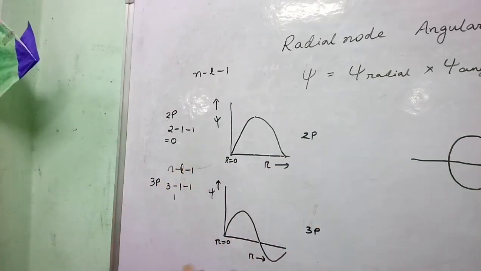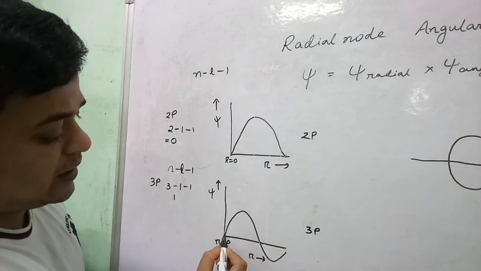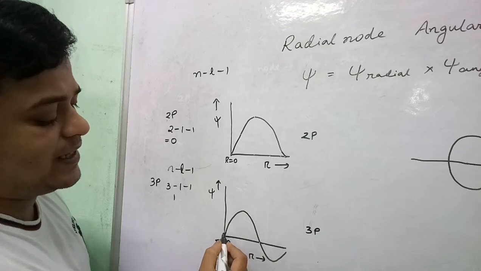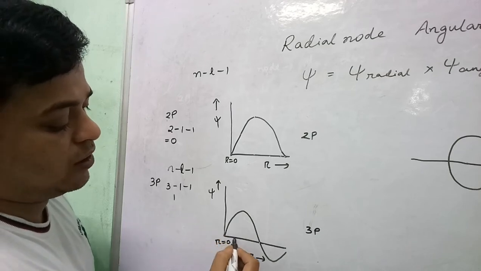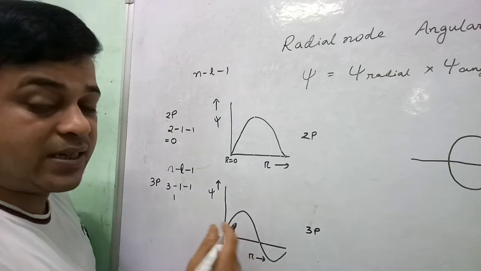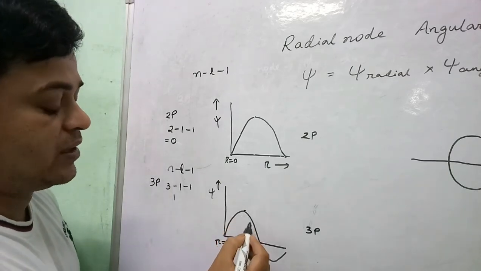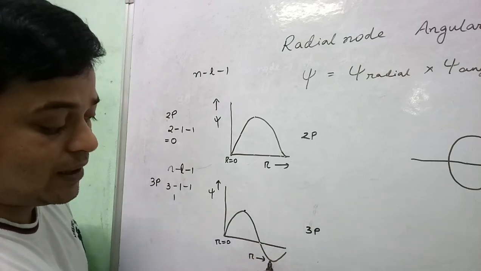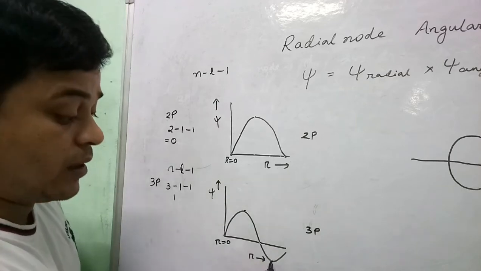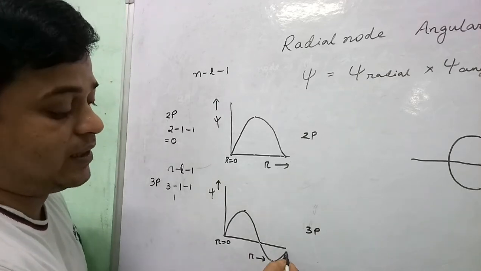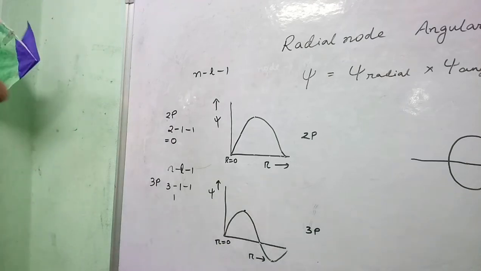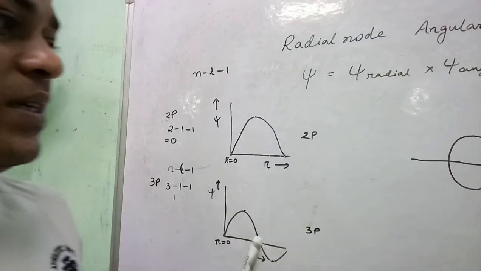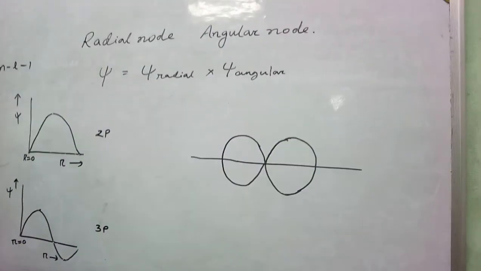Therefore, this is a graph for 3p orbital, and we can further understand from this graph that at nucleus the probability of finding an electron is 0, and as we move along radius, the probability of finding an electron becomes higher and reaches a maximum point. Then gradually it falls to 0, and again it becomes higher and reaches a maximum point, then gradually it falls down. Now, this is the concept of radial node by using graph.